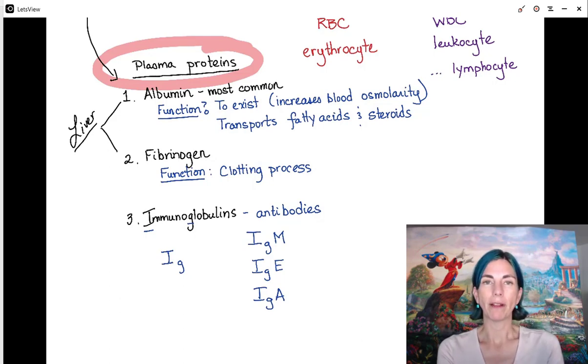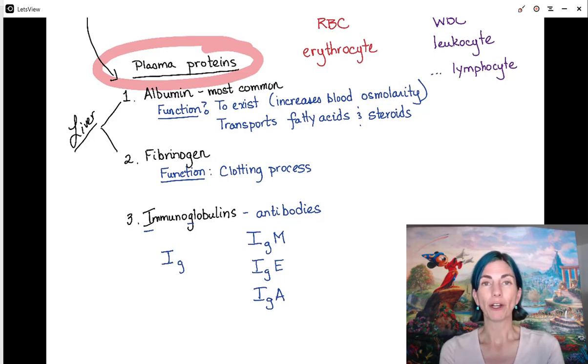And immunoglobulins are produced by white blood cells, or lymphocytes. So those are secreted either directly into the blood or into the lymphatic system. But most plasma proteins are synthesized in the liver, which brings up this very important point.